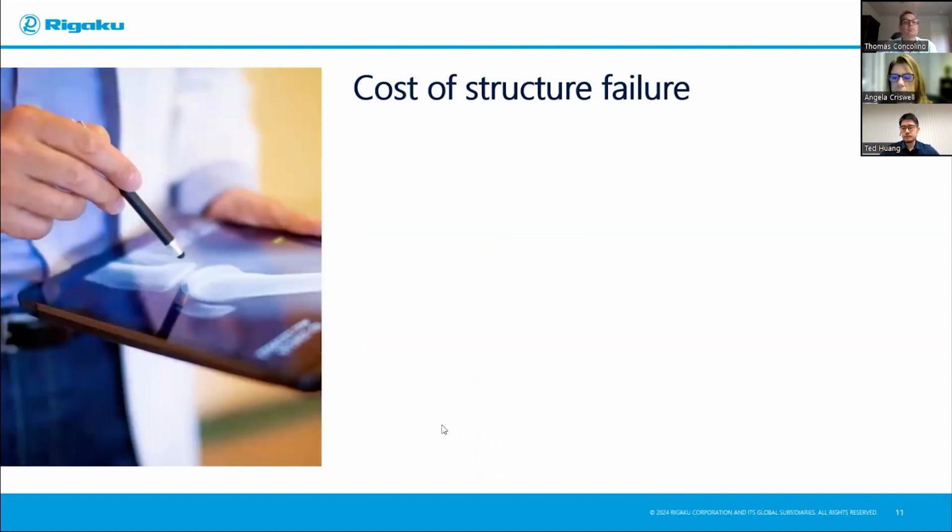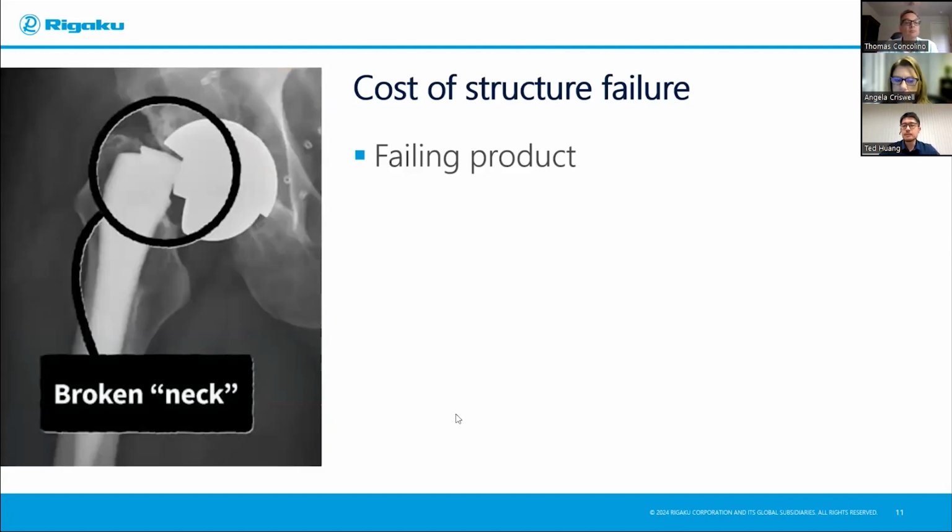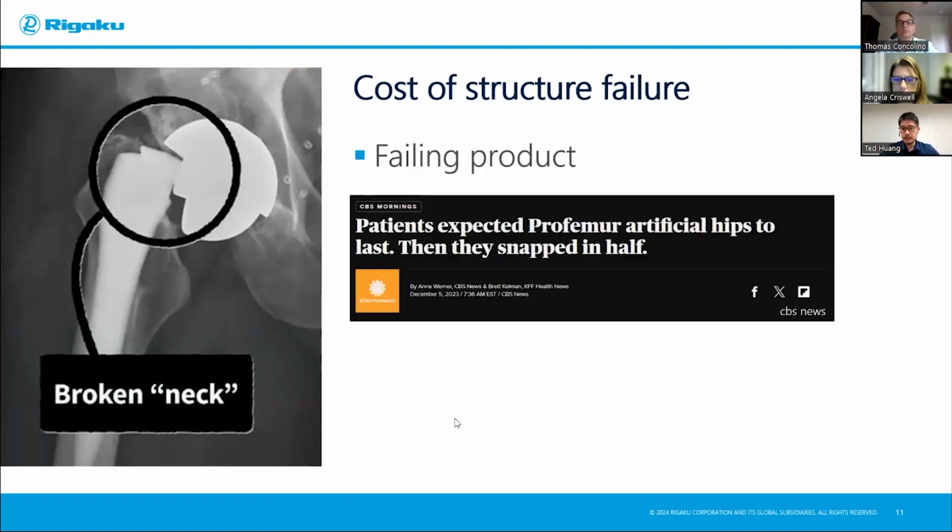Now, not all structural failures will cost human lives. Well, that's definitely a potential. But even when it's not costing lives, it can still cause a lot of human pain. If you have a failing product, in this case like the picture on the left, an artificial joint implant, and it's broken in half even before being put into the patient, it will be troublesome. But if it breaks after being put into the patient, you cause a lot of human suffering. And there are examples like that. Here are examples of artificial hip implants that broke after implantation.